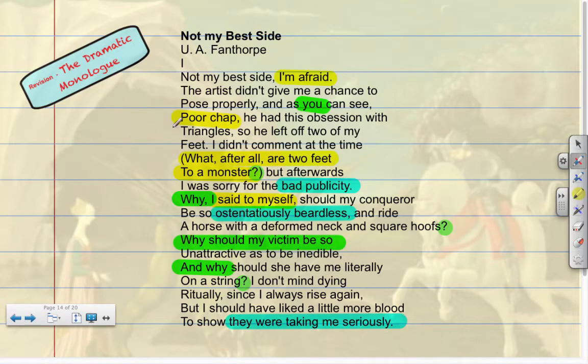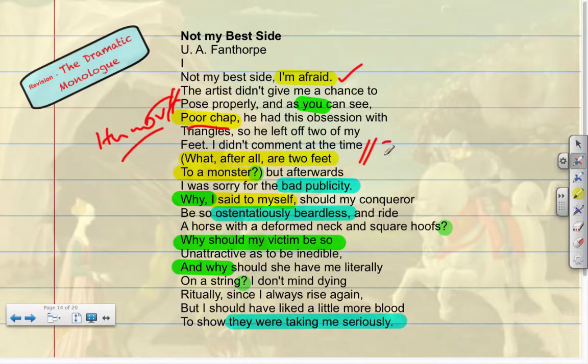So it says, not my best side, I'm afraid. So you have this nice kind of conversational tone here, I'm afraid. The artist didn't give me a chance to pose properly. So it takes on this idea that this dragon has actually sat for this painting, which is humorous. And as you can see, poor chap, he had this obsession with triangles, so this slightly patronising tone. He had an obsession with triangles, so he left off 2 of my feet. I didn't comment at the time, what after all are 2 feet to a monster?